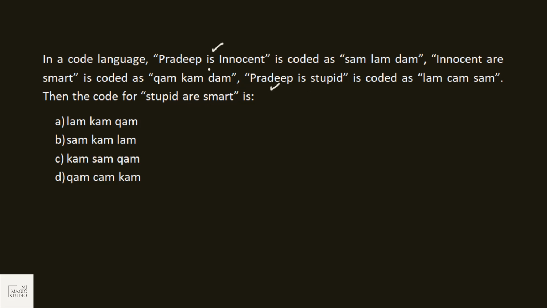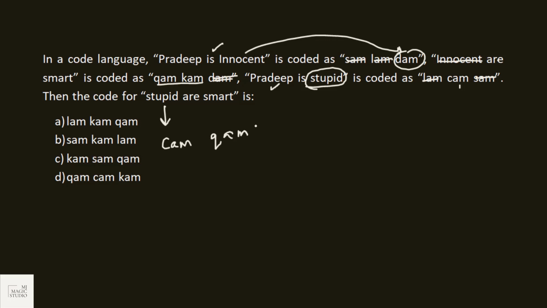If I balance these two out, Pradeep is. Sam, lamb, dam. Sam common, lamb common. That means stupid stands for cam. Innocent is dam. Innocent are smart. If I cancel out dam because it stands for innocent, I'm getting the code for are smart. R smart is came, and come. So CQK, CQK, that mix we have only in option D.